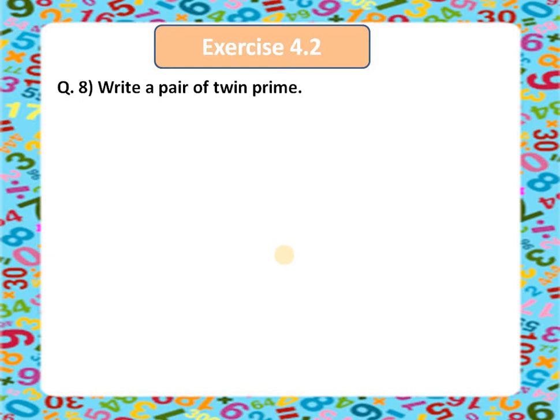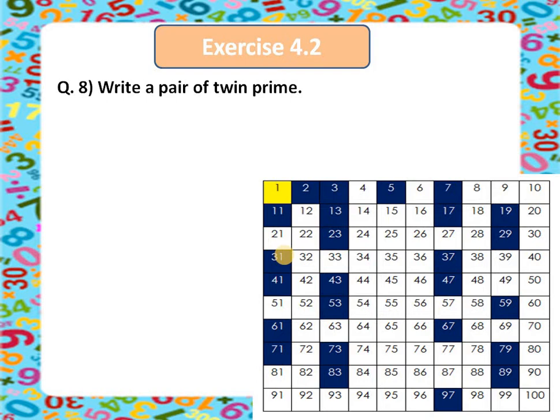Question number 8. Write a pair of twin prime numbers. So twin prime numbers. Look at these numbers, 3 and 4. Both of the numbers are prime. In between, it has to be a composite number. Then it will be called twin prime. Look here, 5 and 7 are prime numbers, and in between there is the composite number 6. Similarly, 11 and 13 are twin primes because in between there is 12 and it is a composite number.